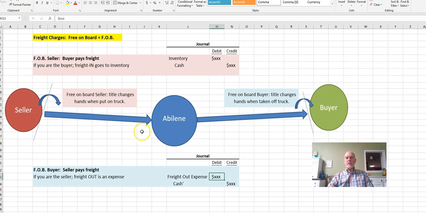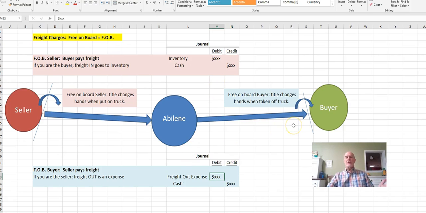the reason we're paying the freight is because the terms were FOB seller. If it was FOB buyer, we're the buyer on this side. So if it was FOB buyer, we wouldn't have any freight to pay. But on incoming product, if we do negotiate FOB seller, we're the buyer, we pay the freight, and freight in, IN, goes to inventory, IN, inventory, okay?